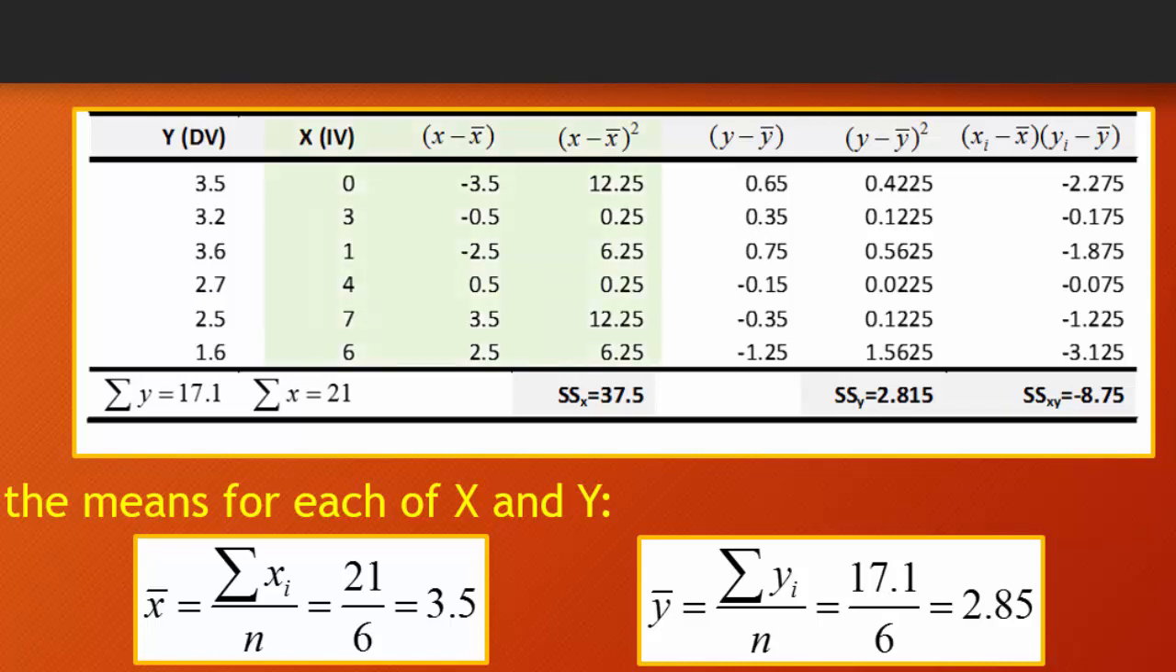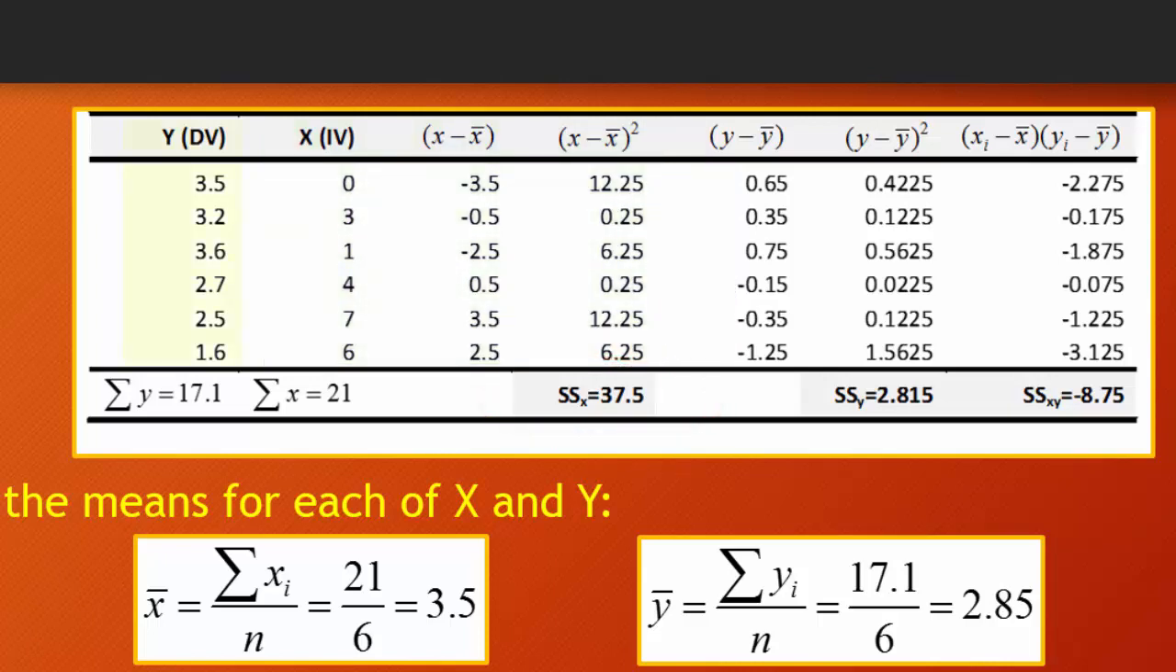So for example, you can see here in the column where we're looking at the x's, where x is 0, if we subtract x bar, so 0 minus 3.5 is going to give us negative 3.5, and when we square it, it gives us 12.25. And we're going to continue that pattern until we've done all the x's. So when x equals 6, we're going to subtract our 3.5, our mean, and that'll give us 2.5. When squared it is 6.25. When you have all of your x minus x bars calculated, sum that column, and that will give us the sum of squared error for x, which in this case is 37.5.